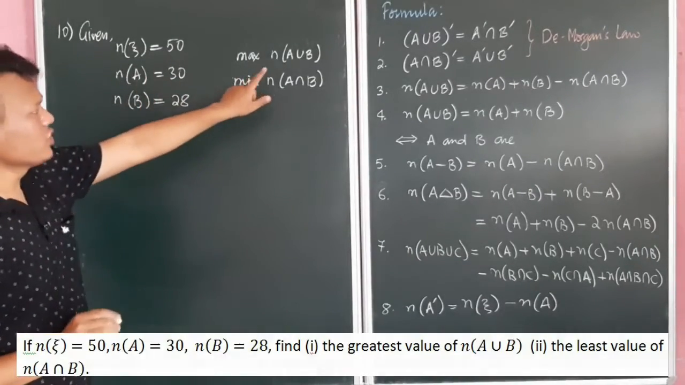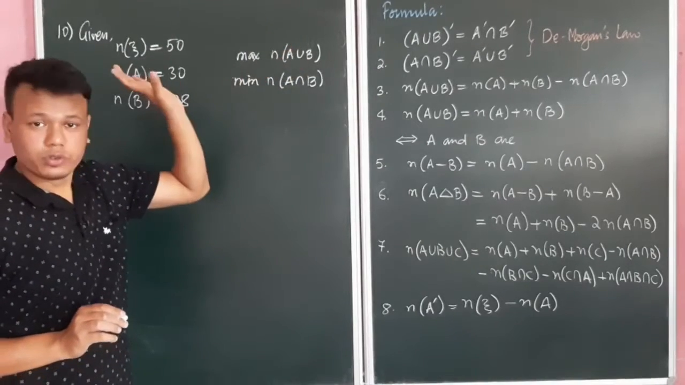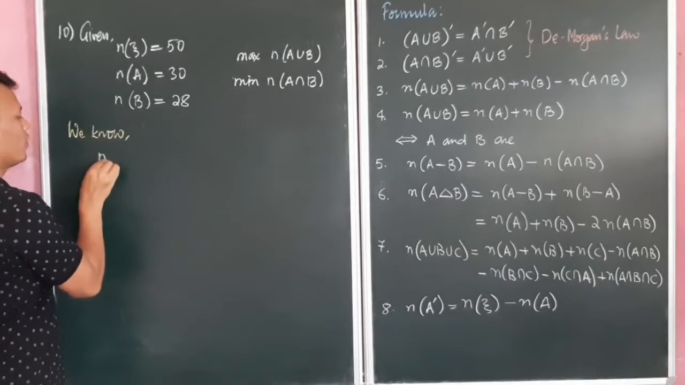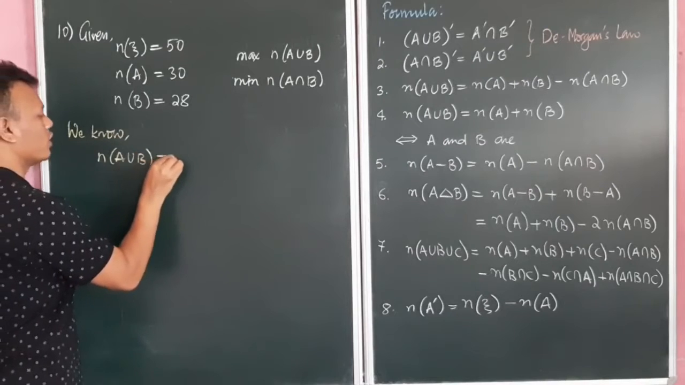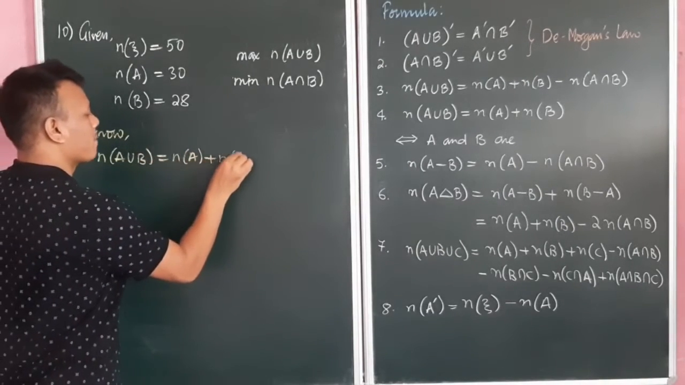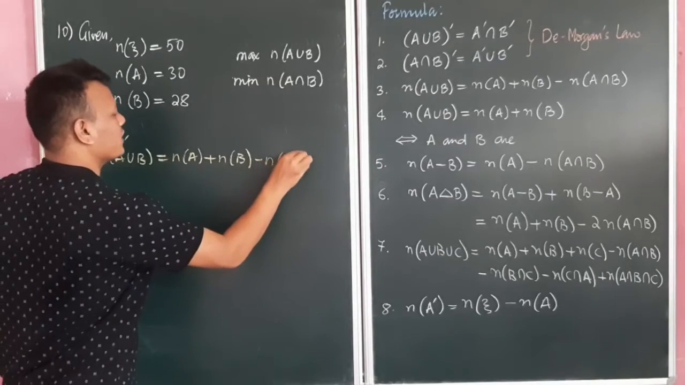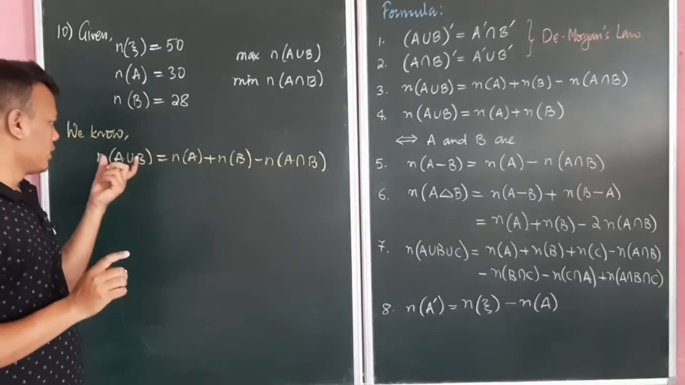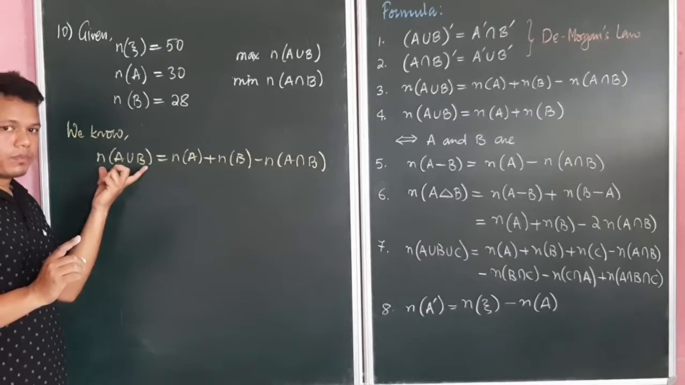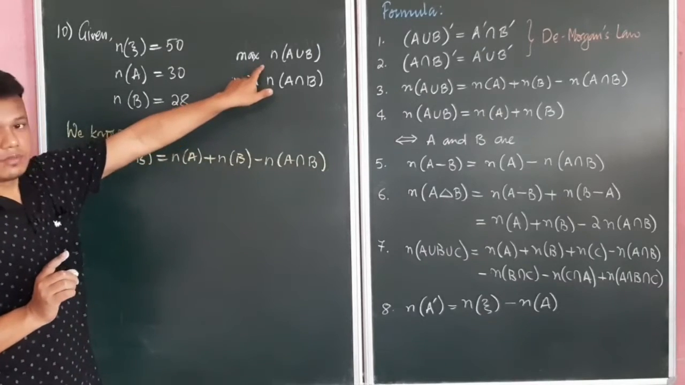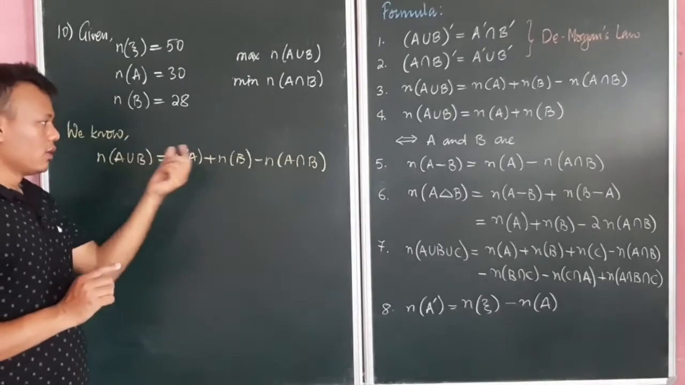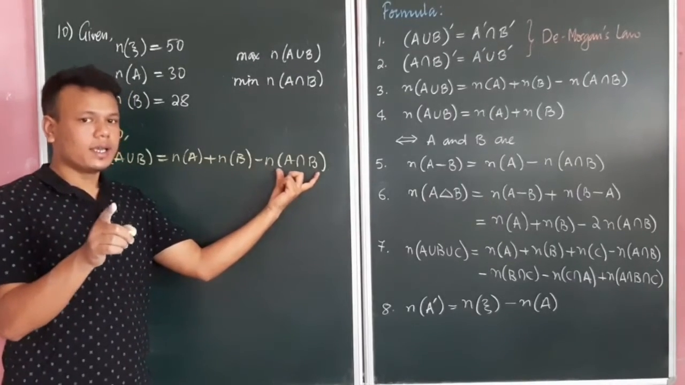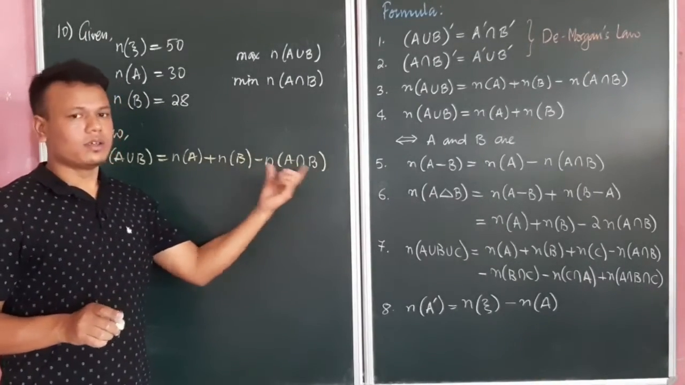So first and foremost, let us see what will be the maximum value of n of A union B. We know that n of A union B equals n of A plus n of B minus n of A intersection B. Now if you see carefully, we want to find the maximum value, right? So to make this maximum, this quantity has to be minimum, because you are subtracting this quantity, and the minimum value possible here will be 0.